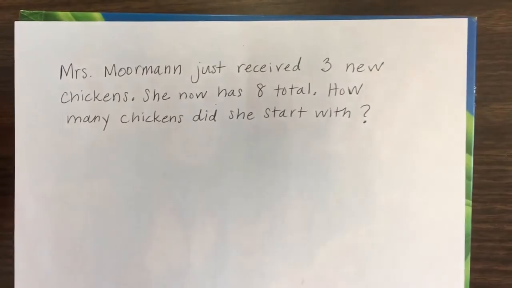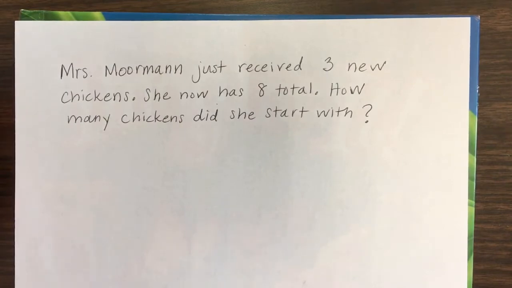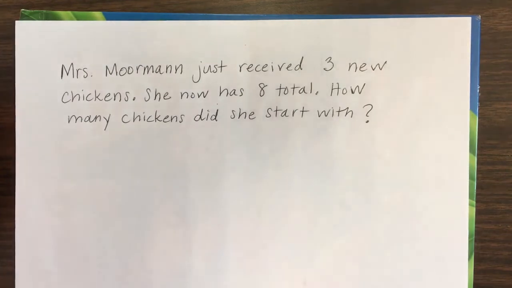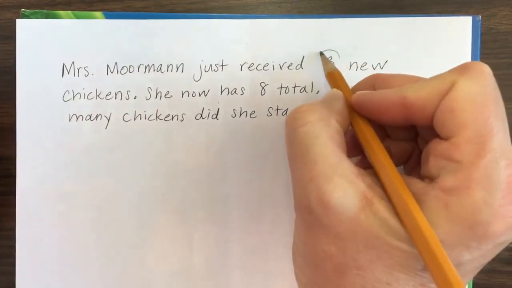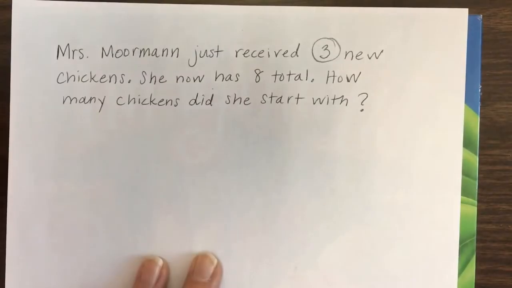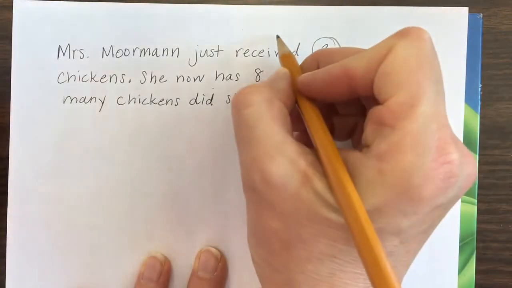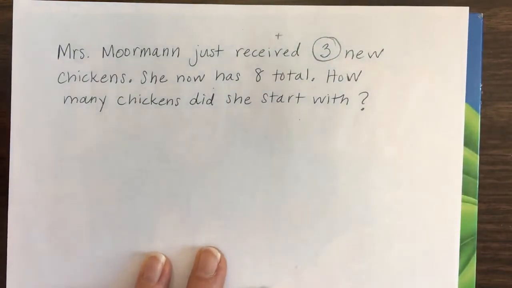Here's our first one. Mrs. Mormon just received 3 new chickens. She now has 8 total. How many chickens did she start with? This is a true story. So first, we want to circle our numbers, and in our head think, are we taking away or are we adding? So when you receive something, are you adding it or are you taking it away? You're adding it. So I'm just going to put a little plus sign so I remember that that means we're adding.